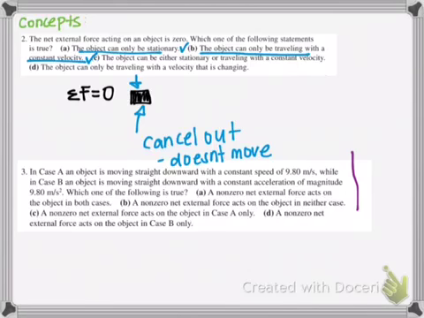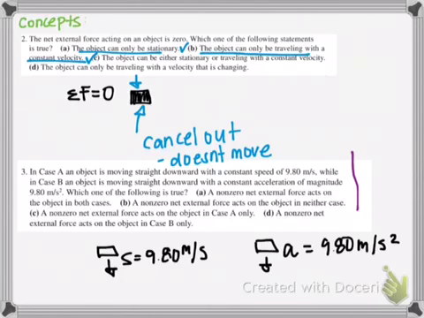So let's start with A. A non-zero net external force acts on the object in both cases. Now, if a non-zero external force acts on the object in both cases, then it wouldn't be a constant speed. It would be a constant speed, but there wouldn't be a constant acceleration because nothing would cause it to change speed. It would always stay the same.